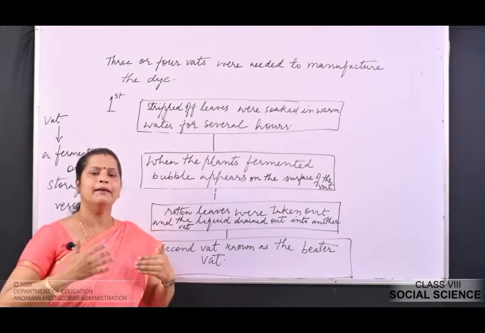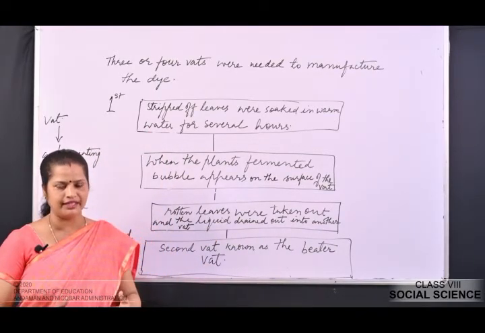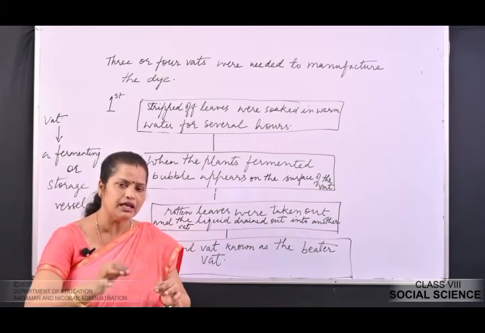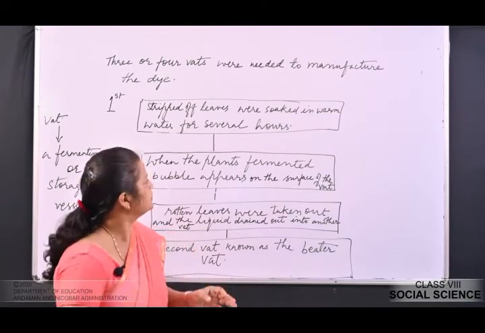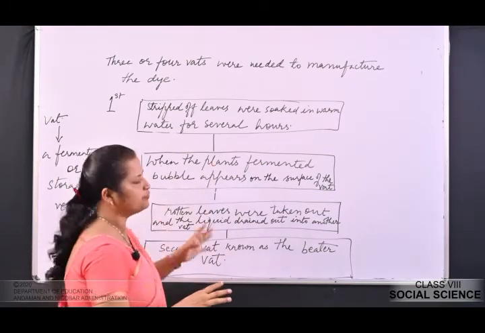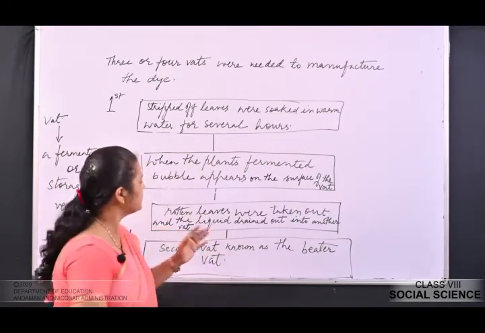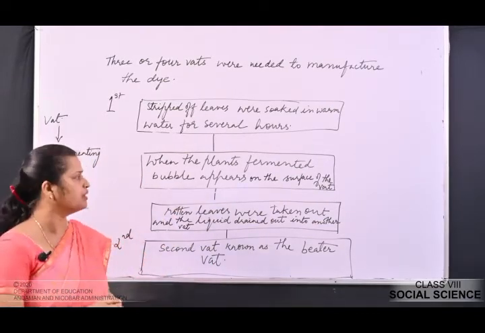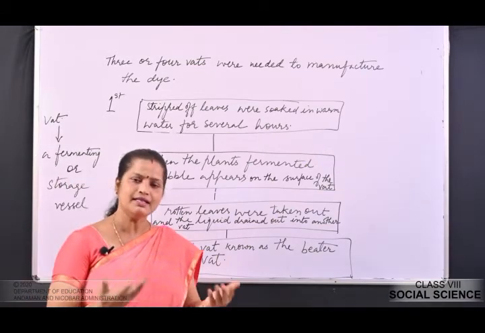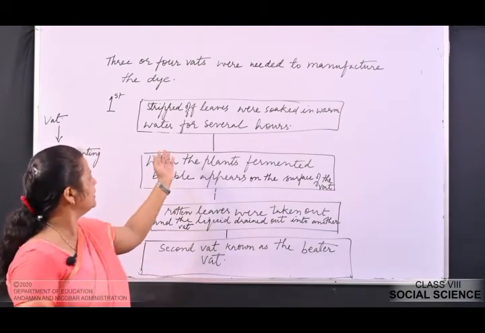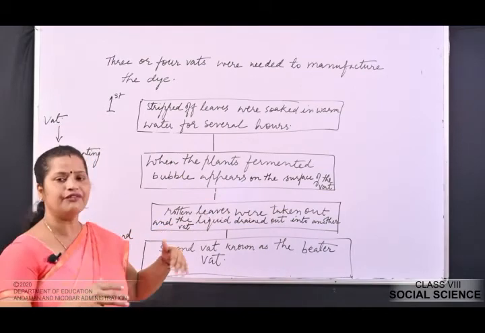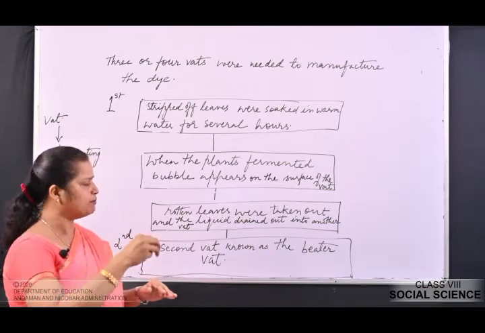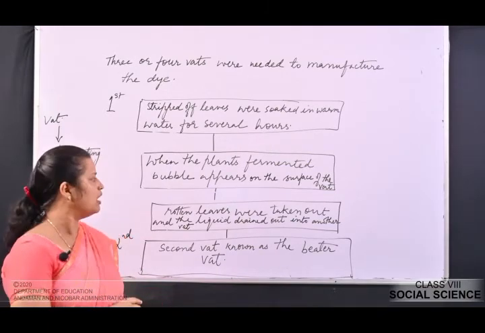Now once they bring the indigo plant to the factory, the work of the labor over there is to strip off the leaves and soak them in warm water for several hours. Second, when the plants ferment, bubbles appear on the surface of the vat. Once the leaf is soaked, it is left for fermenting for several hours. After that you will see that bubbles appear on the surface of the vat.